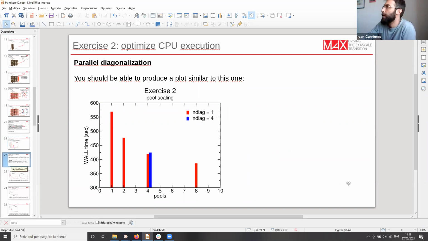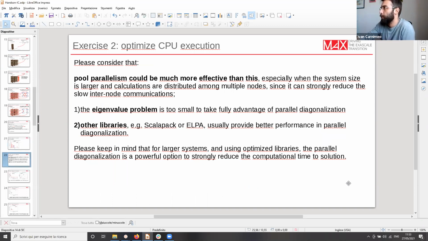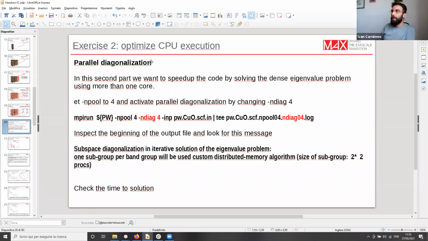So I will just show this other exercise, and we are not doing it together. The other thing Pietro was telling us was parallel diagonalization. This is another case in which you will see the effect of parallel diagonalization for very large systems, because basically what we have to do is to diagonalize the Hamiltonian matrix. But what we can do when we do parallel diagonalization is to distribute the matrix among different processes, so that we increase the speed of this diagonalization.